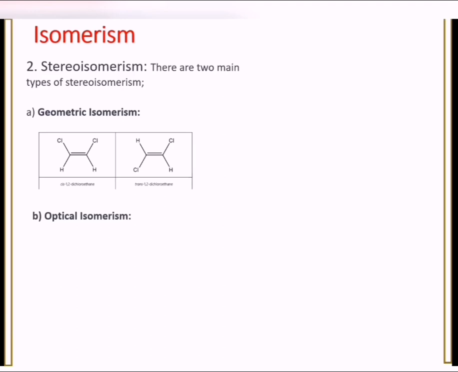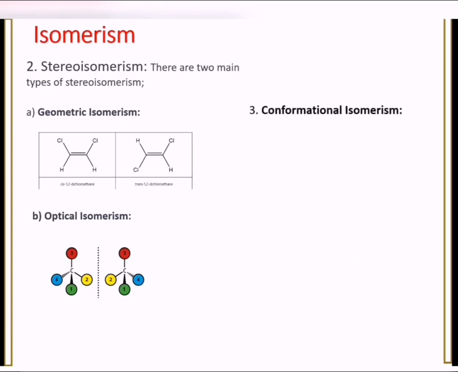The second one is optical isomerism. This occurs when two or more compounds have the same molecular formula and bonding arrangements but differ in their ability to rotate plane polarized light.